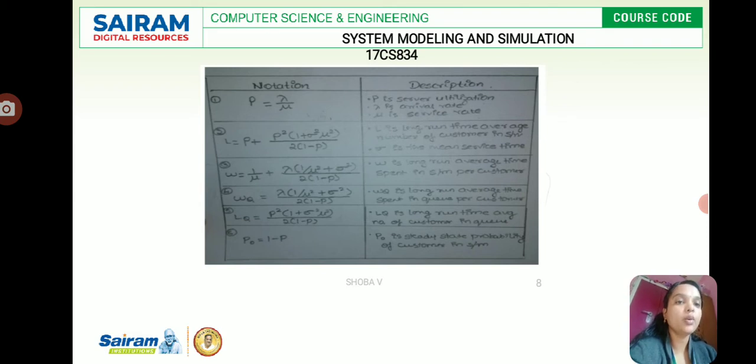Now WQ is the long-run average time spent in the queue per customer, so WQ is equal to lambda of 1 by mu squared plus sigma squared, divided by 2 into 1 minus P. We are using only three parameters over here: one is lambda, another is mu, and another is P. By using these three parameters, we can find out whether it is a service time or inter-arrival time or long-run proportion. Everything we can find out. And P naught is equal to 1 minus P. It is the steady-state probability of customers in the system.